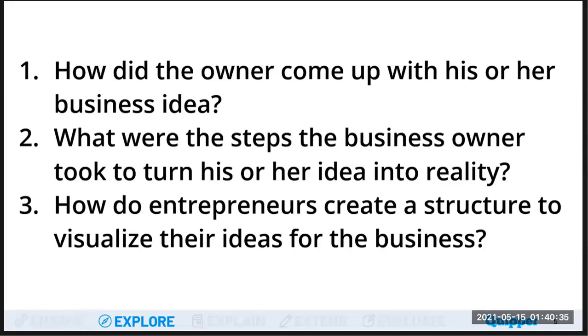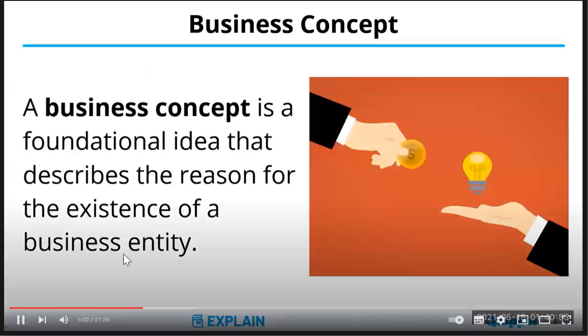How do entrepreneurs create a structure to visualize their ideas for a business? Ano kaya yung mga type ng mga structure, kung anong klaseng structure para ma-visualize natin yung mga ideas natin.